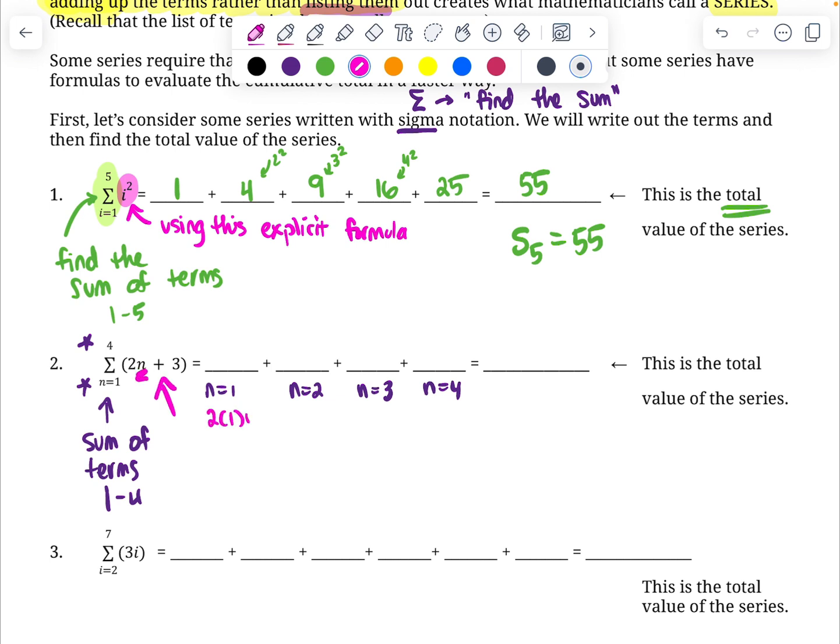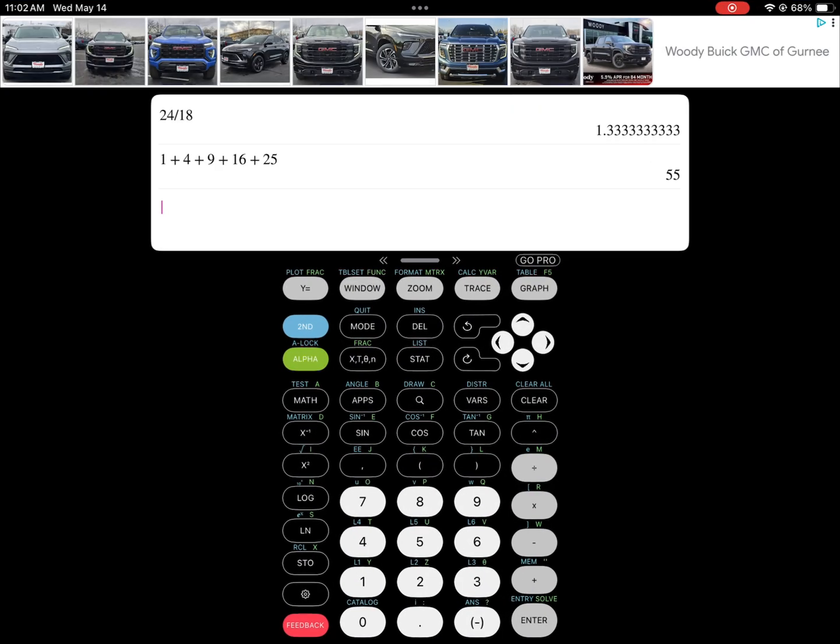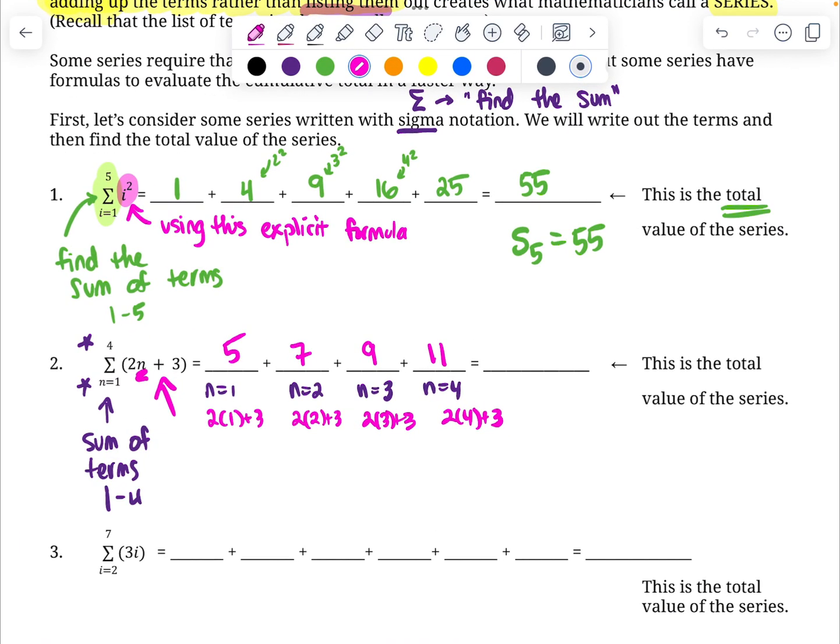So it's going to be like 2 times 1 plus 3, 2 times 2 plus 3, 2 times 3 plus 3, 2 times 4 plus 3. So we're going to get 5, 7, 9, and 11. All right? And then I'm going to add all those up. Again, you can use your calculator or you can use your noggin. 5, 7, 9, 11, 32. All right? And now we say then that S of 4, S for sum, is 32. The sum of the first 4 terms is 32.